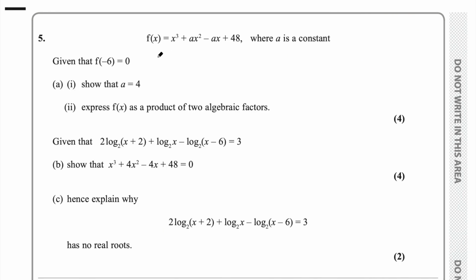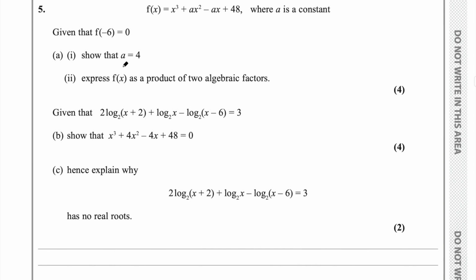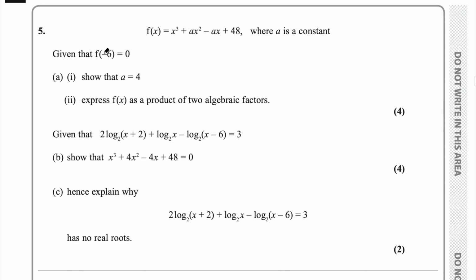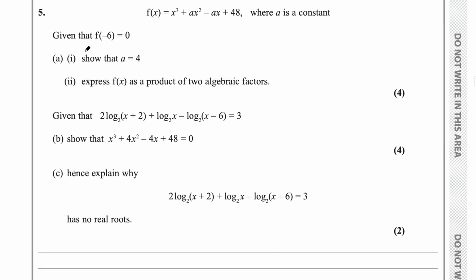Question 5 says f of x equals x cubed plus ax squared minus ax plus 48, where a is a constant. Given that f of minus 6 equals 0, part A1 says show that a equals 4, and 2 says express f of x as a product of two algebraic factors. Okay, so if f of minus 6 equals 0, that means x plus 6 is a root. So we'll start off with that fact.